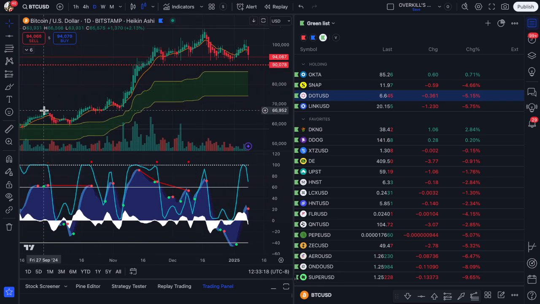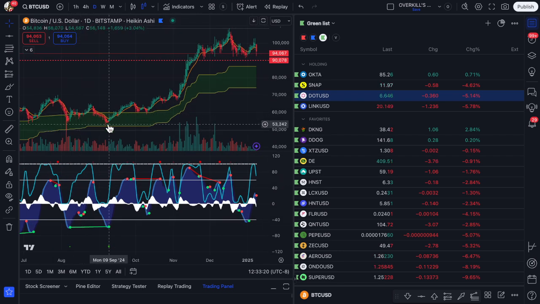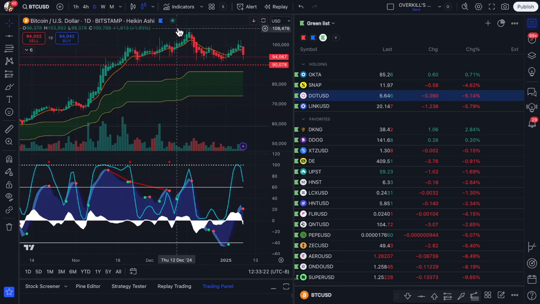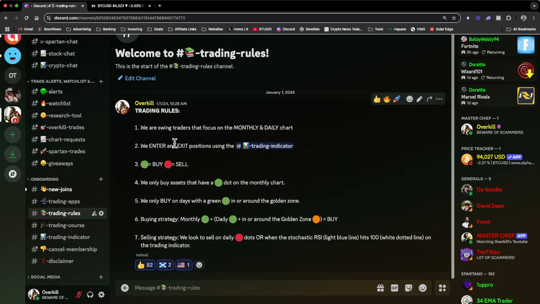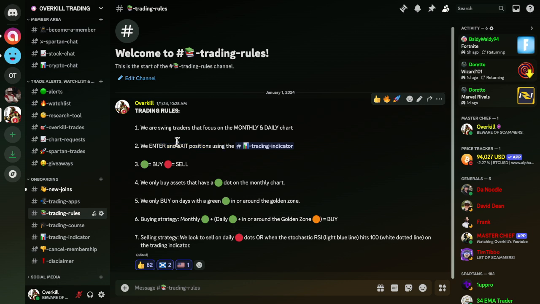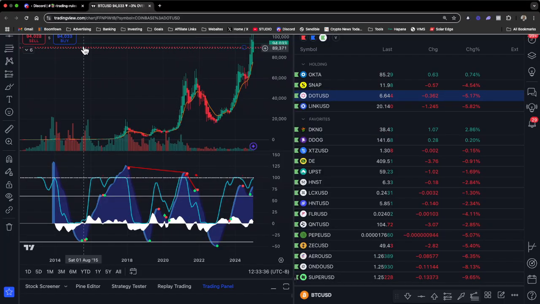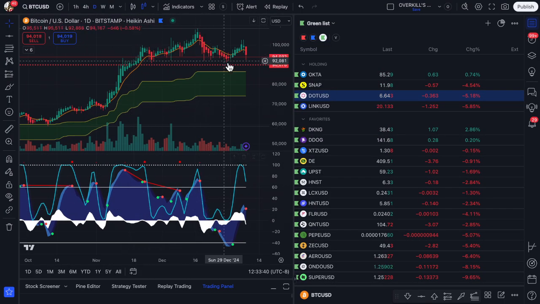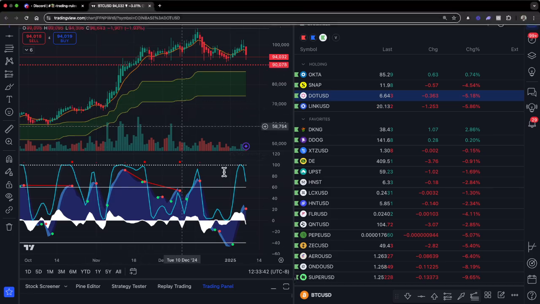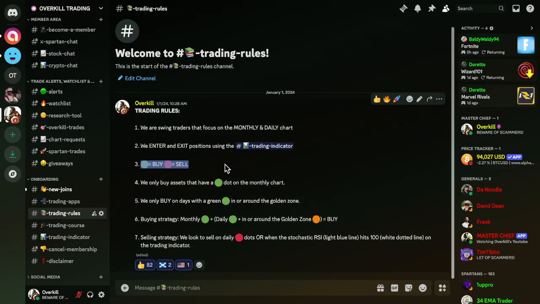We want to buy as close to or inside of this golden zone. We don't want to buy way up above it. We want to be buying at or near it. So I'll get into that here in just a second. First things first, I just want to go down the list. So again, rule number 2 is we use our trading indicators to enter our position. The trading indicator is everything that I'm going to talk about right over here on TradingView. Everything is connected here. Everything plays a purpose.